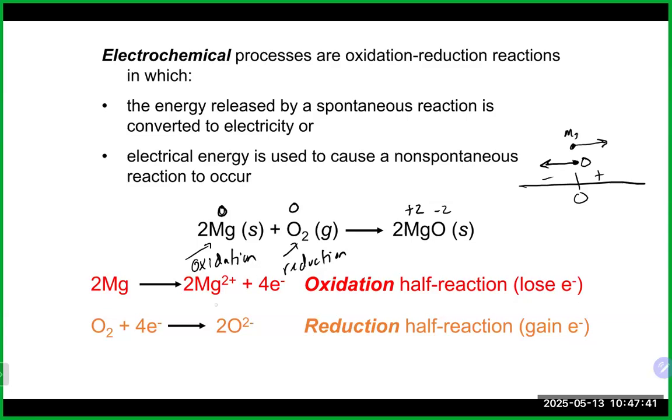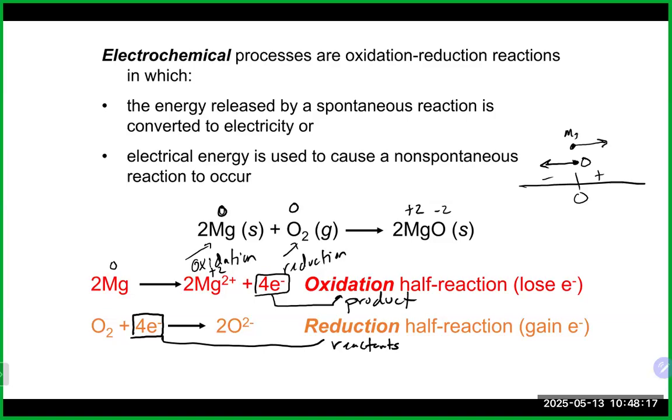This first one is the oxidation half reaction. Again, our magnesium is going from 0 to +2, so it's losing those electrons. We know it's an oxidation half reaction because in an oxidation half reaction, our electrons are always on the product side, like they are being given off in that reaction. Over here are electrons on the reactant side, and that is our reduction half reaction, where we always see electrons on the reactant side like they are being gained.